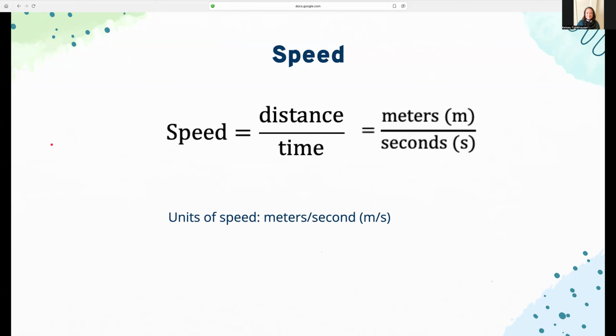In general, speed is going to be in units of meters divided by seconds. Sometimes you'll see feet or something like that, but the standard units for speed in physics specifically is meters divided by seconds. This is also referred to as meters per second, just like miles per hour. That's actually what it's saying: miles would be on the top and hours on the bottom.